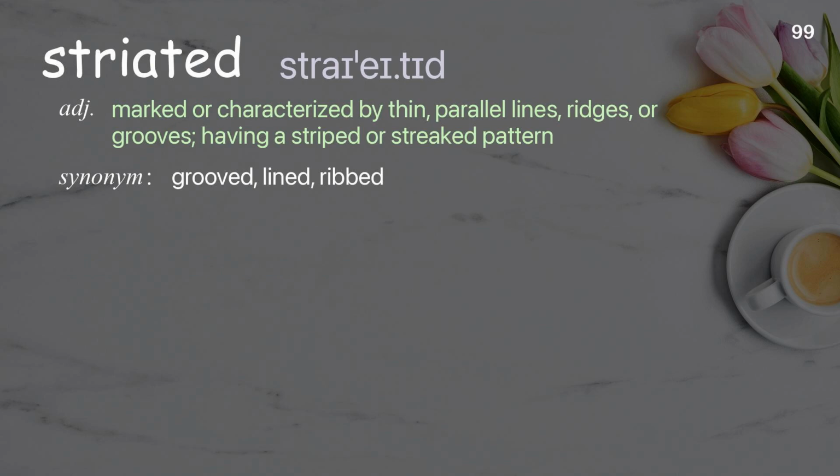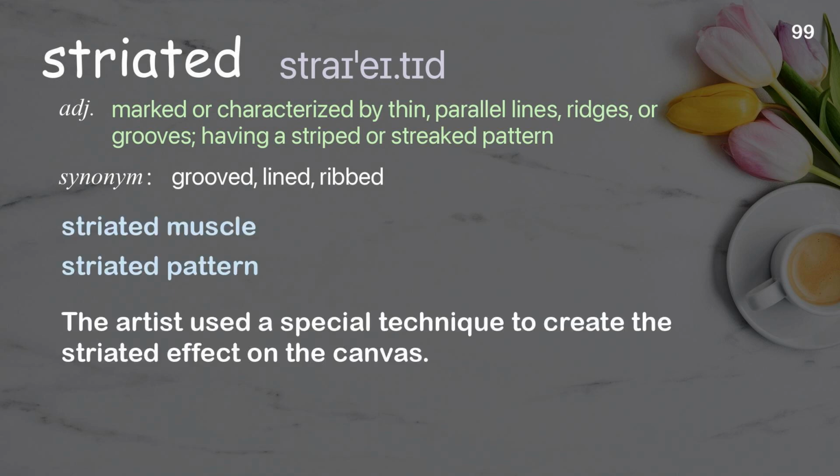Striated. Marked or characterized by thin, parallel lines, ridges, or grooves, having a striped or streaked pattern. Examples: Striated muscle. Striated pattern. The artist used a special technique to create the striated effect on the canvas.